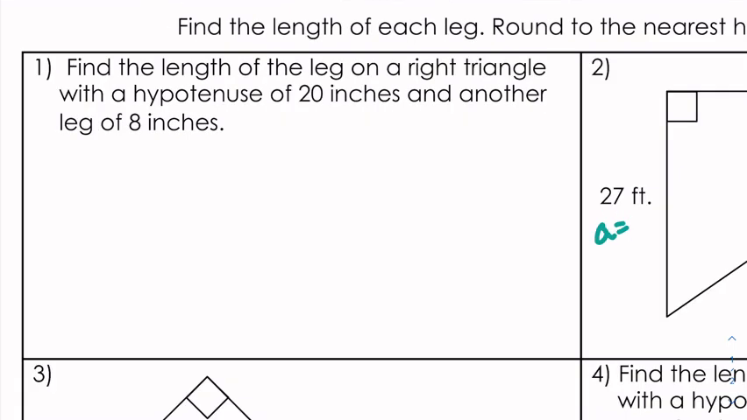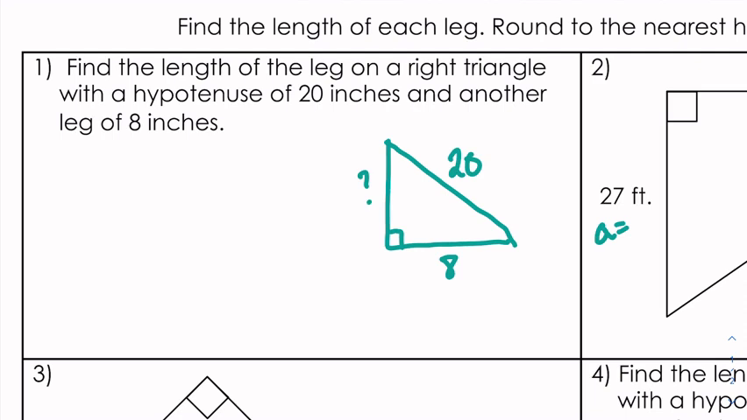All right, let's go back and do number 1. It says find the length of the leg on a right triangle with a hypotenuse of 20 inches and another leg of 8 inches. So if I were to draw a picture of this situation, I would need to draw a right triangle. Remember, a right triangle has this little corner to show that it's a right angle. And then I'm going to label one of my legs as 8 and my hypotenuse as 20.